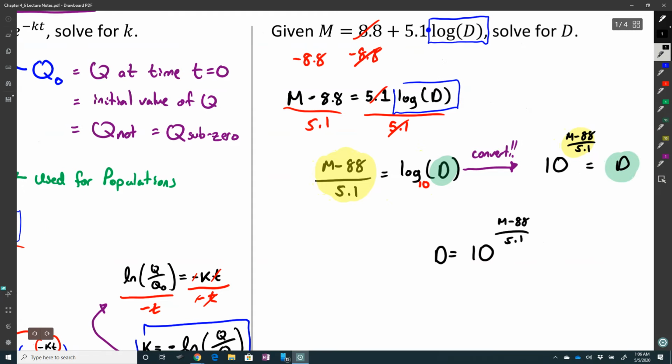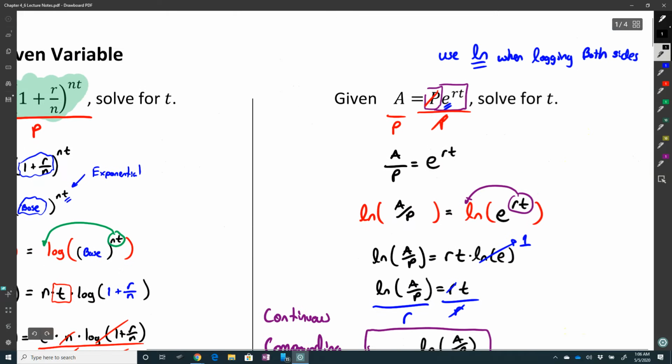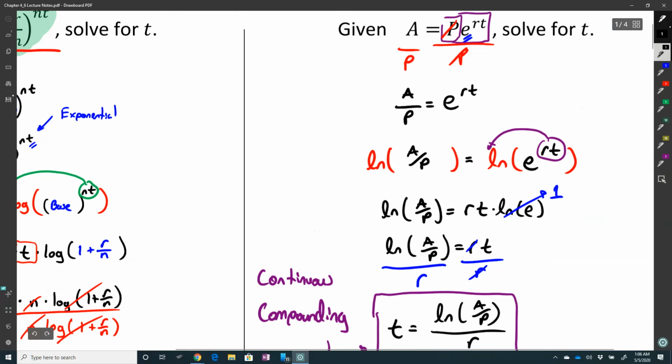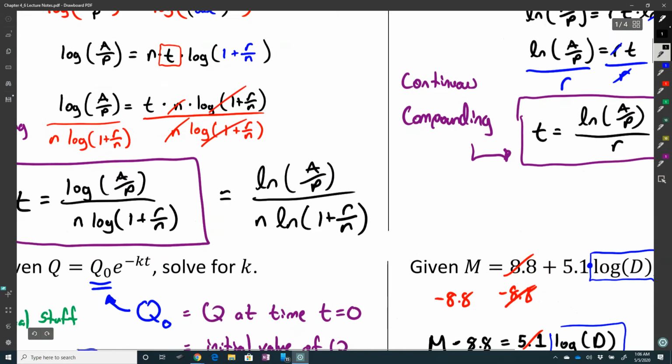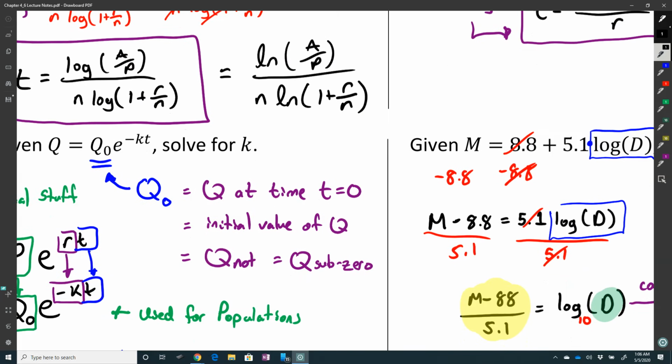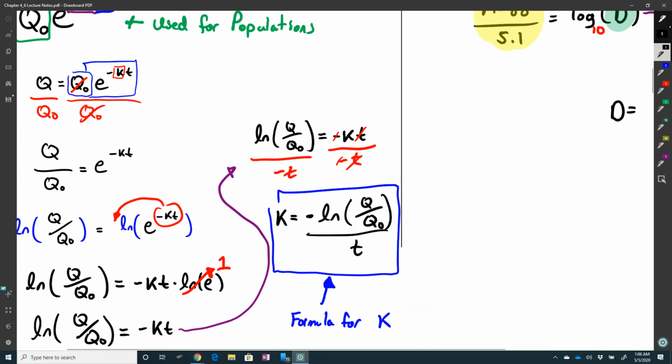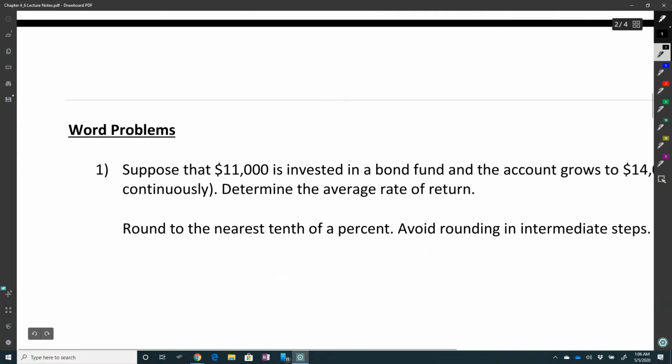Okay. So in the next problems that we're going to solve, they're pretty much just like these, except that there's going to be numbers for all the letters that we're plugging in. A is going to have a number, P is going to have a number, R is going to have a number, but I'm still going to do the same steps to solve. So let's go to page 2, word problems.